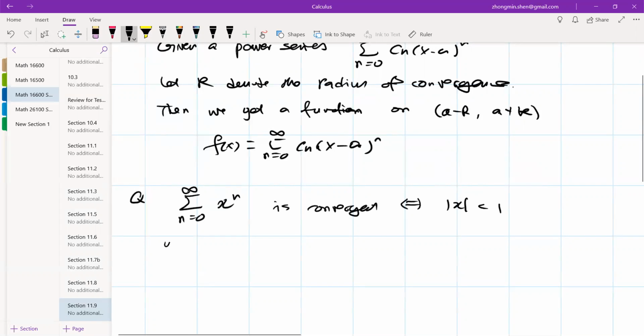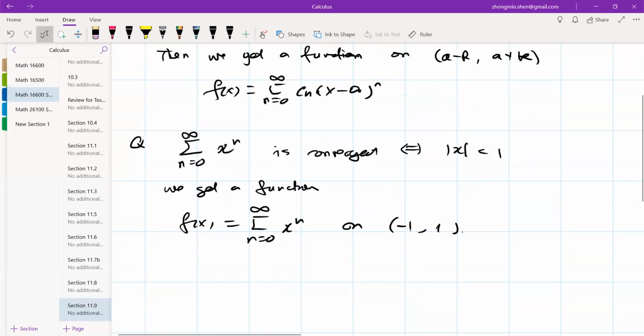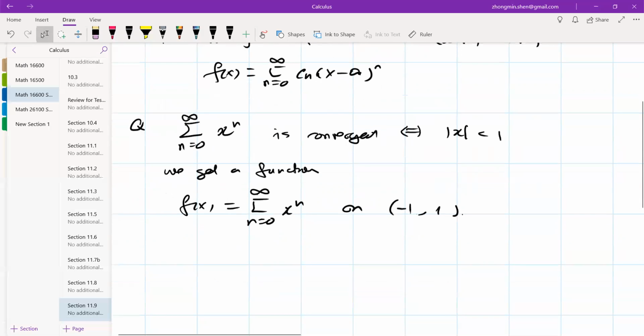So then we get the function f of x on the interval from -1 to +1. And a surprise to me, this function is nothing but 1 over 1 minus x. Remember, the sum for n from 0 to k of x to the n is 1 minus x to the k plus 1 over 1 minus x.